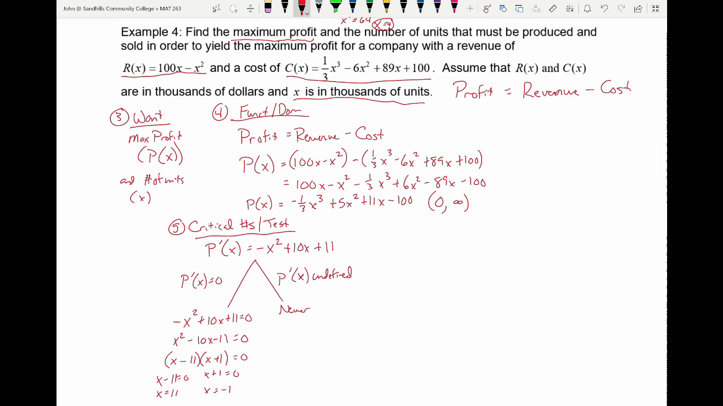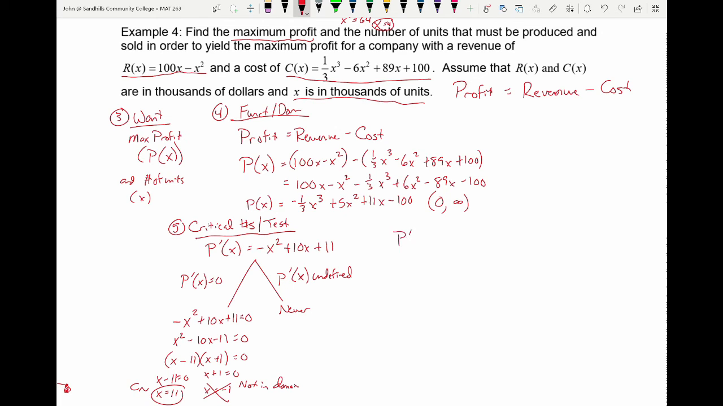So go back and check to see if you have to test both of these critical numbers. So look back at your domain. In this case, our domain was 0 to infinity. So because of that, we know we can throw out x equaling -1. It's not in our domain, so we don't have to test it. So the only one we have to test as a critical number is x equaling 11.